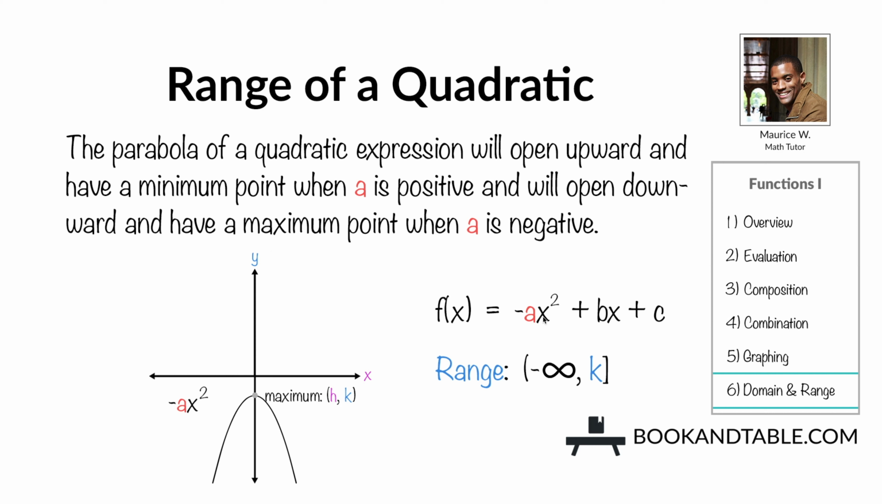If we had negative a in front of x squared, the function would flip and would be opening downward towards negative infinity of the range. So this here is a maximum, or it's the highest point of the function. And this maximum point has an x coordinate of h and a y coordinate of k. So the range is from negative infinity all the way up to k.